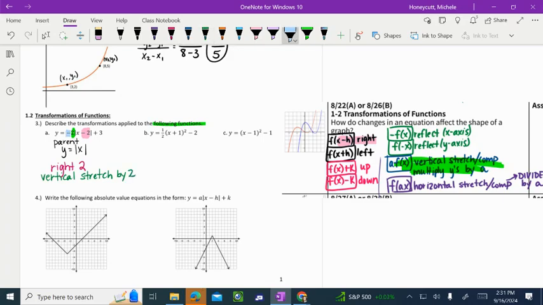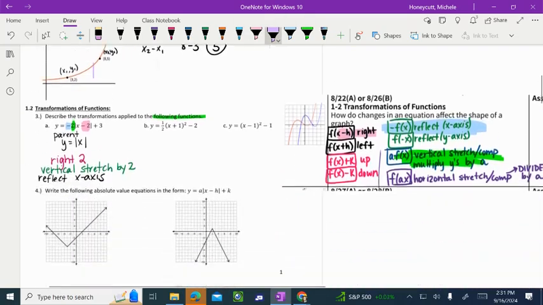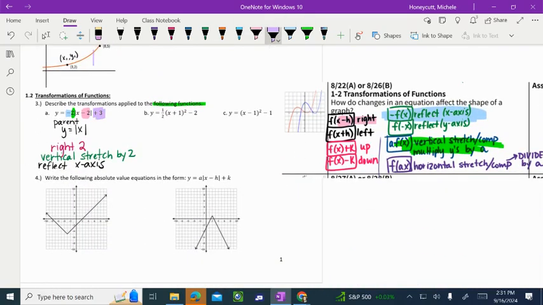Then there's a negative in front of the grouping symbol, so that corresponds here, which would be a reflection across the x-axis. And then finally, the last thing that comes with order of operations would be this plus 3 at the end, which goes with this, which is shift up 3.